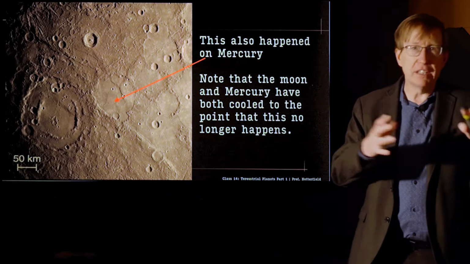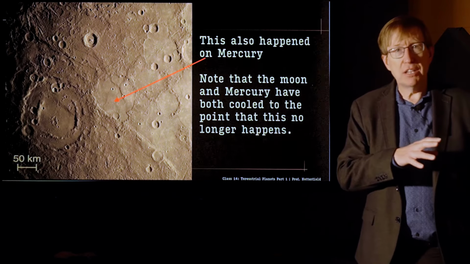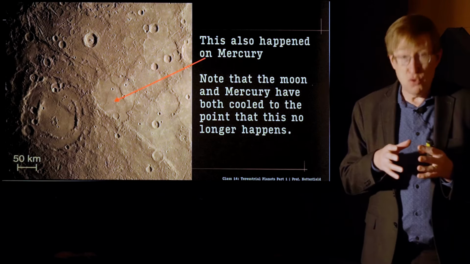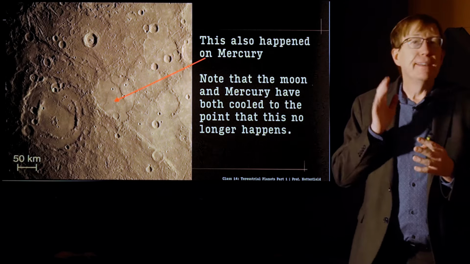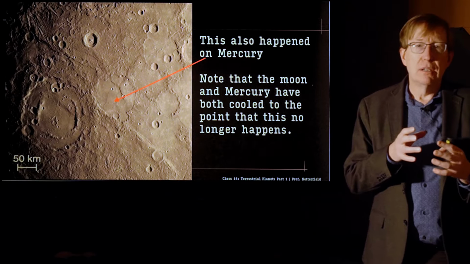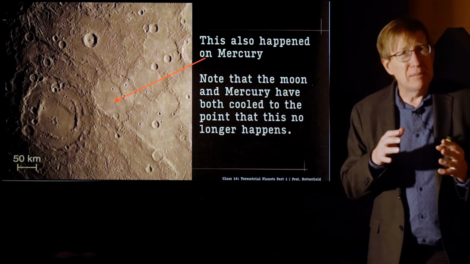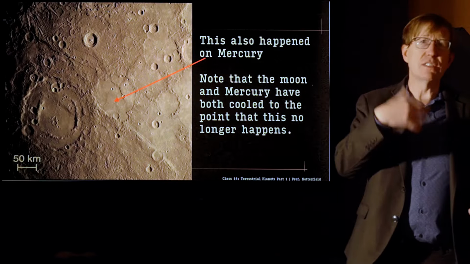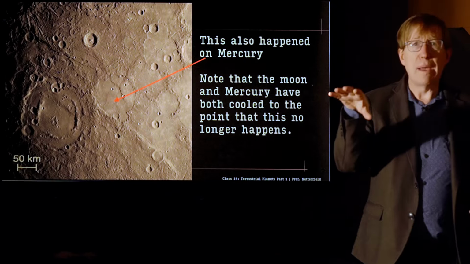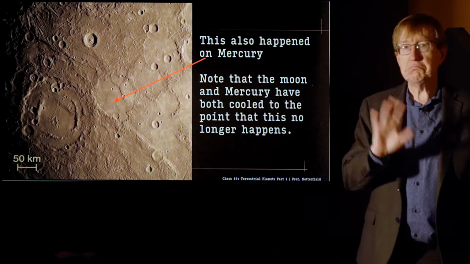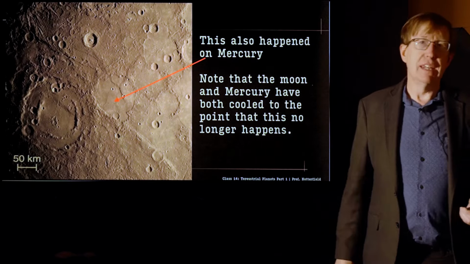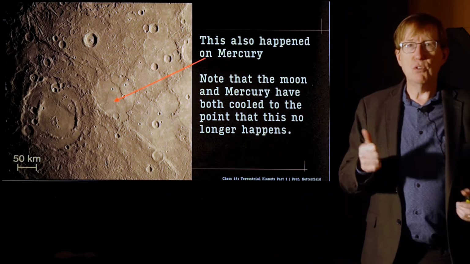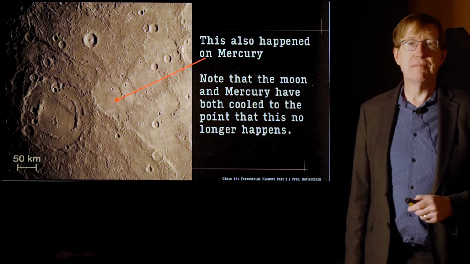So it's all kind of holding together with this: large objects cool slower than small objects. The moon cools first. It cools really at the end of heavy bombardment. Mercury maybe cooled a little bit later, and so the surface is a little bit less cratered because it had a chance for volcanic activity and stuff to wipe out some of the early craters. But it doesn't happen anymore. Both Mercury and the moon are geologically dead.